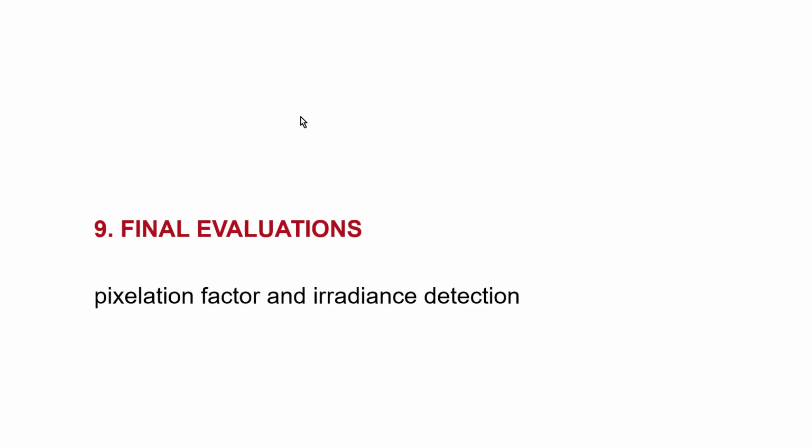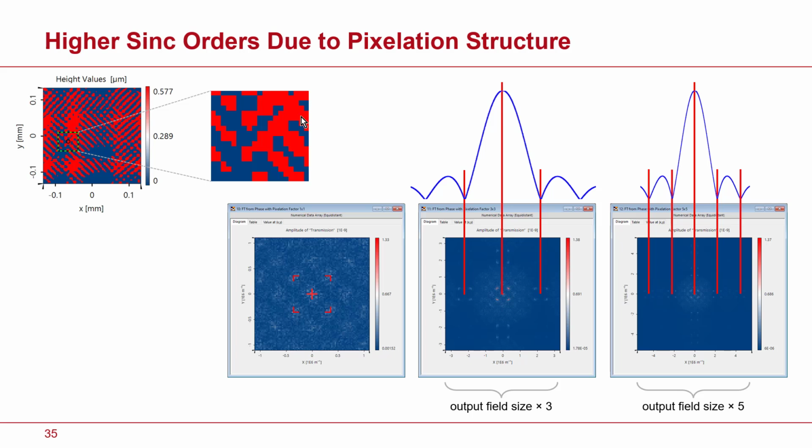So now for the final evaluations. We deal here with a pixelated structure. If you have a look at the designed element, and if you fabricate that with a mask etching technology, lithography, then there will also be this rectangular or square pixelated structure. And it's a physical effect that if such square structures which are equidistant are interacting with light, or the opposite, light is interacting with such structures, a certain sinc modulation appears.